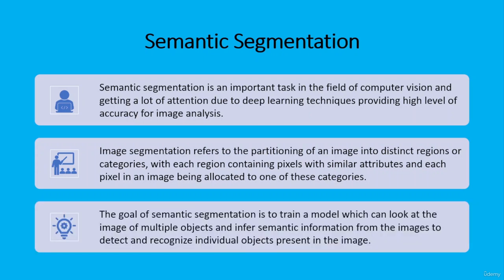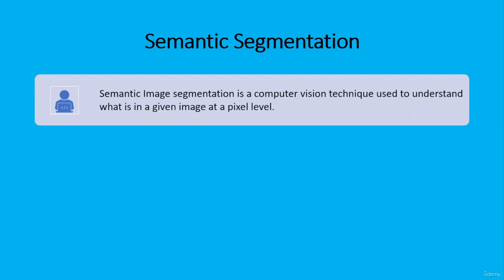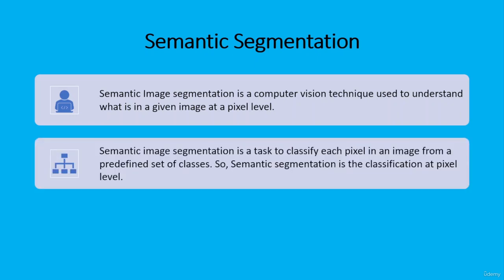So the goal of semantic segmentation is to train a model which can look at the image of multiple objects and infer semantic information from the images to detect and recognize individual objects present in the image. Semantic segmentation is a computer vision technique used to understand what is in a given image at a pixel level. Semantic image segmentation is a task to classify each pixel in an image from a predefined set of classes. So you can say that semantic segmentation is the classification at pixel level.